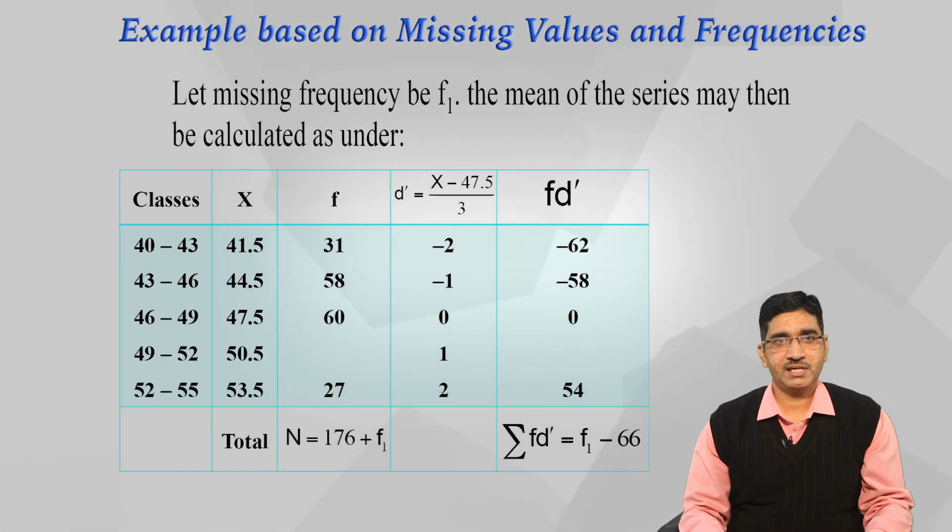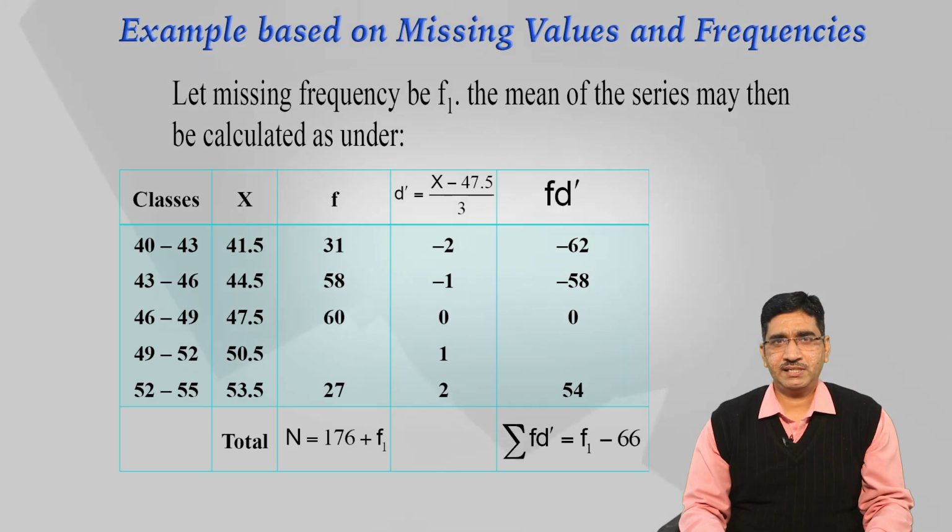Let us see that in the table. Let the missing frequency be f1. In the first column the classes are given, and when the classes are given we obtain the mid value, that is the x value, in the next column. So, that comes 41.5, 44.5, 47.5, 50.5, 53.5, and in the next column the frequency is given, where one of the frequencies is missing, that is f1. So, here the total of all the frequencies comes capital N equal to 176 plus f1.